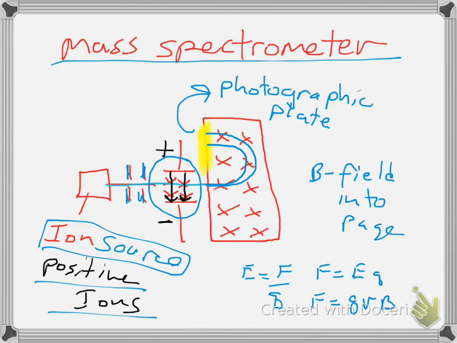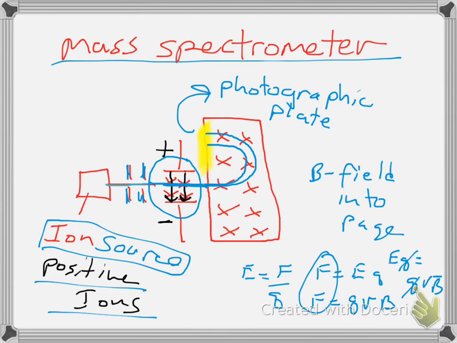So if you set these equal, why don't you try it on your own? Then you have EQ equal QVB. And then the Q's cancel because it's the same charge. So you have V, the velocity of the particle, is equal to E over B. So if you know the electric field strength that you created and you know the magnetic field strength that you created, you actually know the velocity of the particles going into the mass spectrometer. Pretty cool.